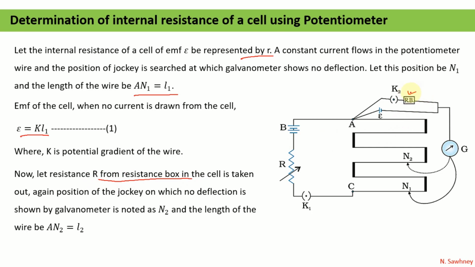Earlier there was no key in K2, so that part was not in the circuit. Only this part was included in the circuit. This branch was included. Now we are inserting the key and this resistance is included. So again we have to search for the position of the jockey at which no deflection is shown by the galvanometer. Let that position be represented by N2 and the length will be L2.